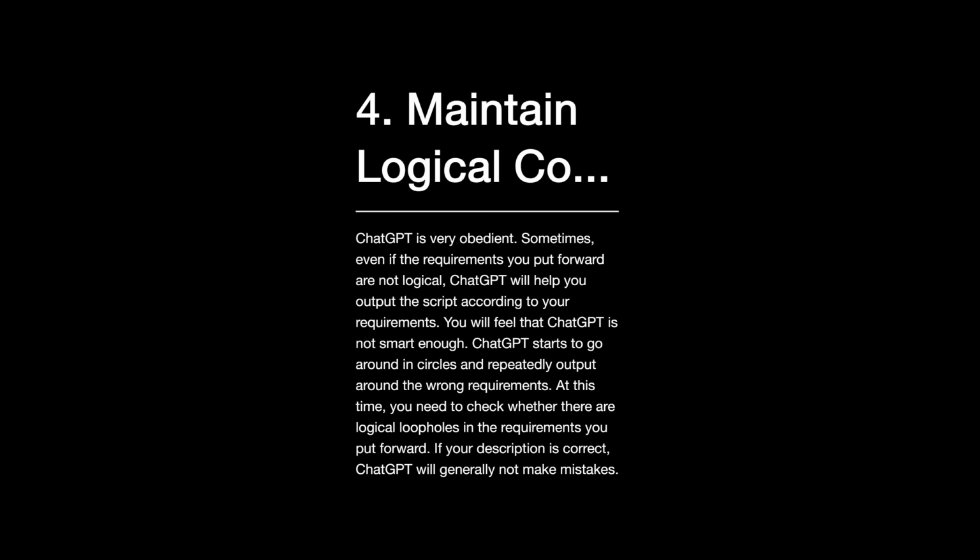Maintain logical consistency. ChatGPT is very obedient. Sometimes, even if the requirements you put forward are not logical, ChatGPT will help you output the script according to your requirements. You will feel that ChatGPT is not smart enough. ChatGPT starts to go around in circles and repeatedly output around the wrong requirements. At this time, you need to check whether there are logical loopholes in the requirements you put forward. If your description is correct, ChatGPT will generally not make mistakes.